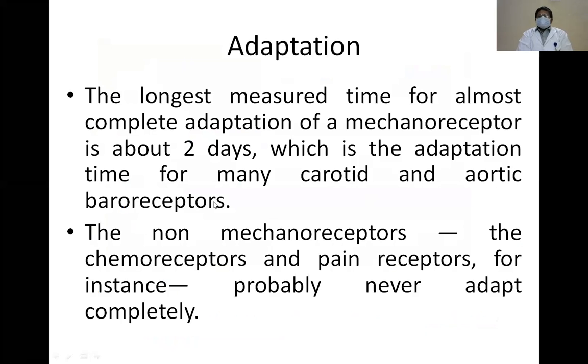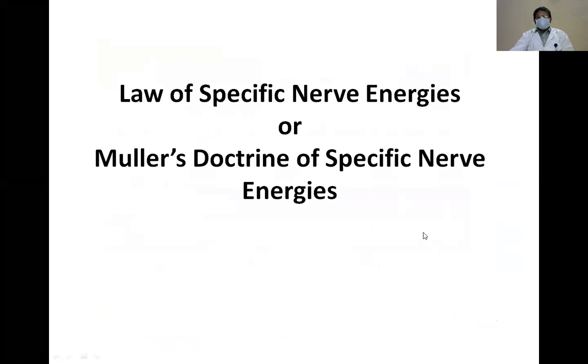Then the adaptation: the longest measured time for almost complete adaptation of a mechanical receptor takes up to 2 days, which is the adaptation time for many of the carotid and aortic receptors. For the non-mechanical receptors, the chemoreceptors and the pain receptors, they probably never adapt. This saves us from so many complications.